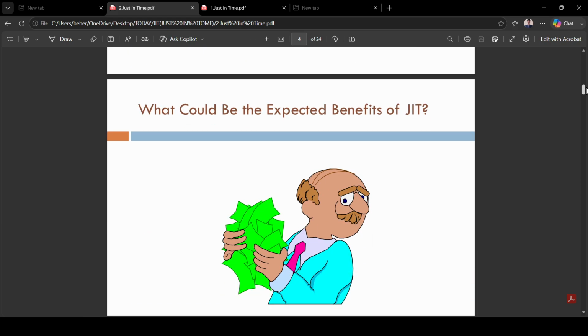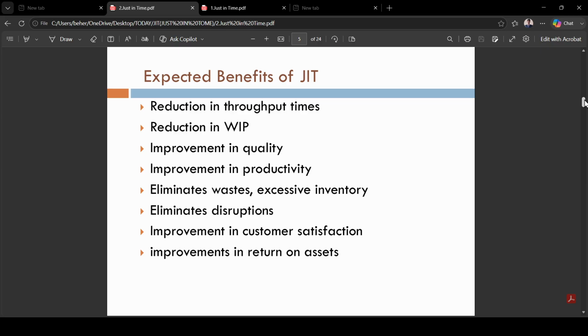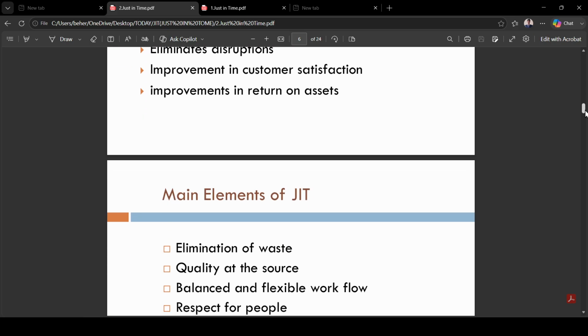What could be the expected benefits of JIT? Expected benefits of JIT: reduction in throughput times, reduction in WIP, improvement in quality, improvement in productivity, elimination of waste, excessive inventory, and disruption, improvement in customer satisfaction, and improvement in return on assets.